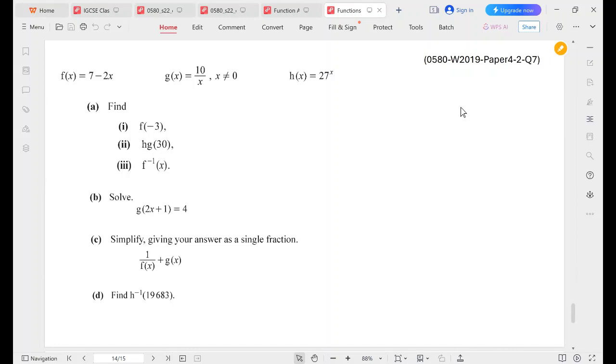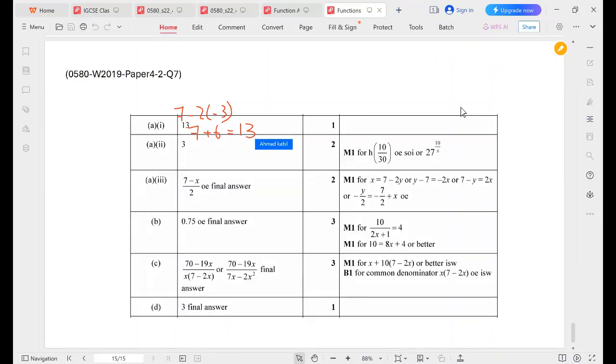For our final question in this video, in A, we are required to find f of negative 3. So this would be 7 minus 2 times negative 3, which is 7 plus 6, which is 13. And 13 is the correct answer.